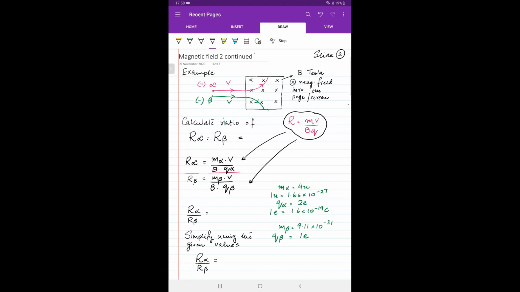ठीक है, तो मेरा result ये आ रहा है। If you simplify, a few functions will get cancelled out. So velocity is the same for both. That goes away. B is also the same. This also gets cancelled out. मेरा final result is this.